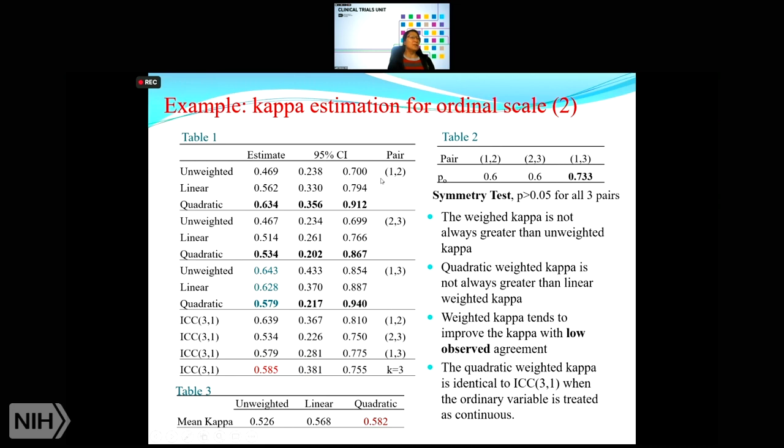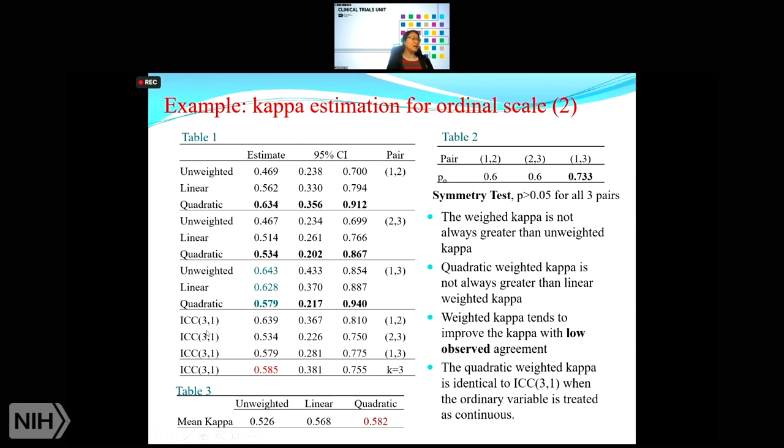For the data sets of pairs 1-2 and 2-3, we found the trend that quadratic kappa is greater than linear kappa, which is greater than unweighted kappa. But this trend is opposite for pair 1-3. This is because these three pairs have different proportions of observed agreement. This shows that the weighted kappa is not always greater than unweighted kappa, and the quadratic weighted kappa is not always greater than linear weighted kappa. The weighted kappa tends to improve kappa with low observed agreement.